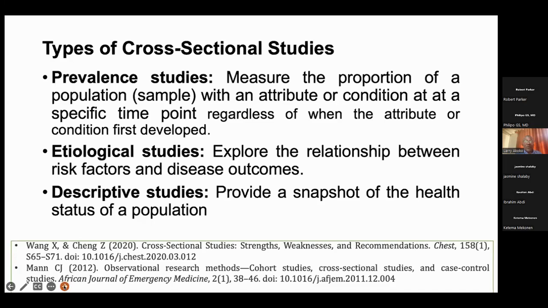Analytical studies are also part of cross-sectional studies where you explore the relationship between risk factors and the disease outcomes, but you'll never make a strong conclusion about any association or relationship that you establish from a cross-sectional study, but you can use it to build a hypothesis for a much stronger level of evidence. Or you do a descriptive study, to provide a snapshot of a health status within a population, like we do routinely with our demographic and health surveys for every country.